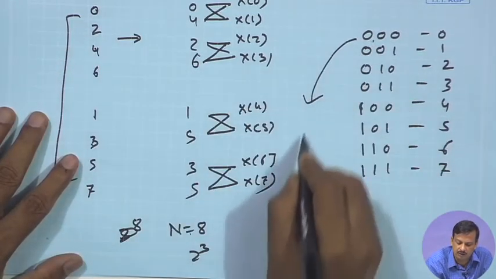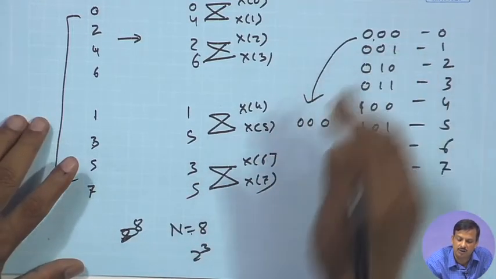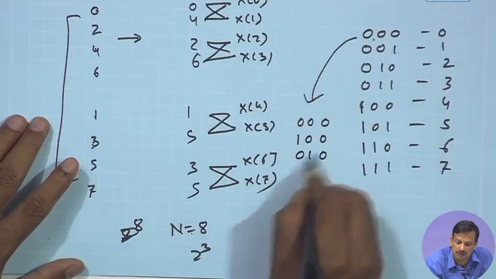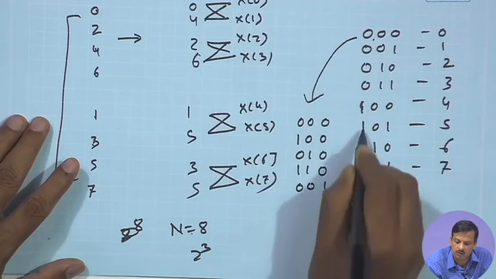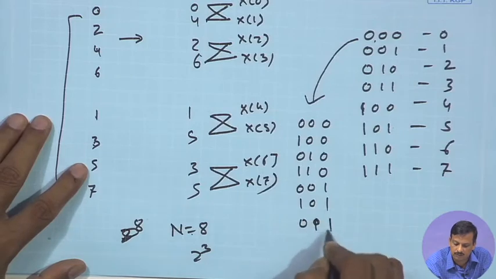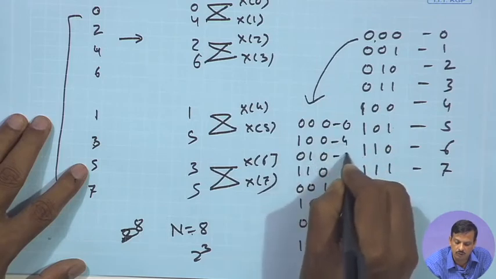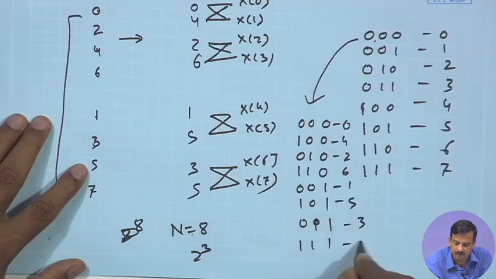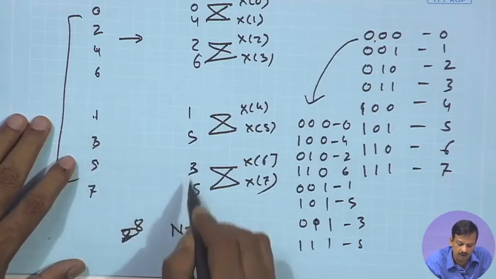So, what I will do? I reverse the bits. So, instead of 000, I write 000 because reversed and non-reversed are the same. 001, I write 100. 010, I write 010, same. 011, 110, 100, 001, 101, 101, 110, 011, 111, 111. If you see, 0 4 2 6 1 5 3 7.